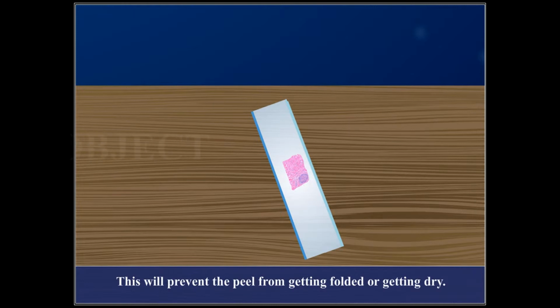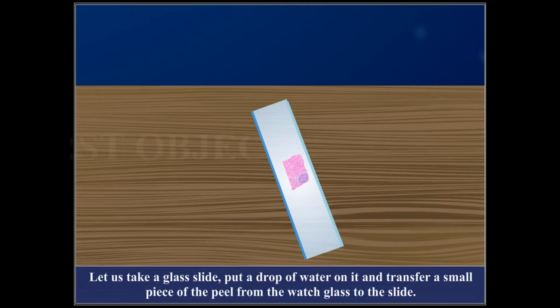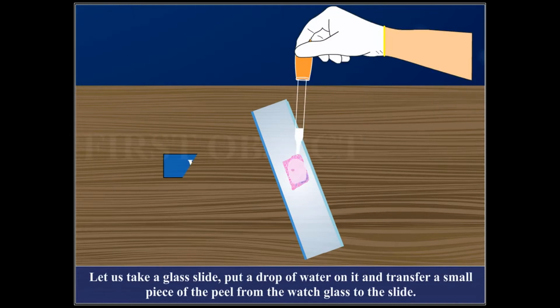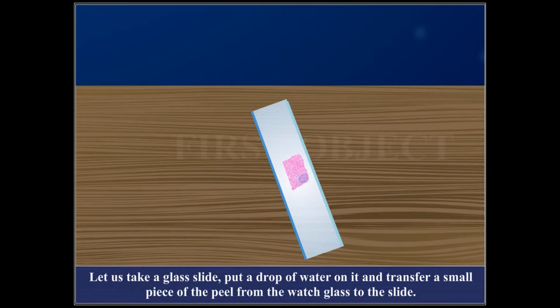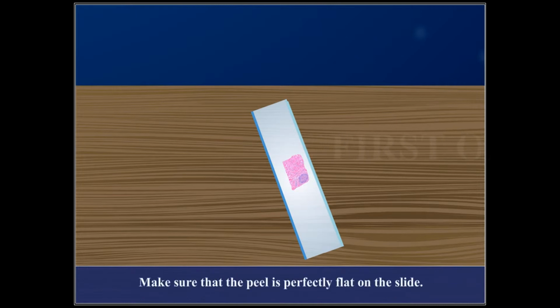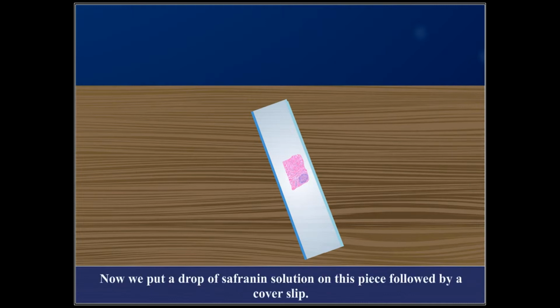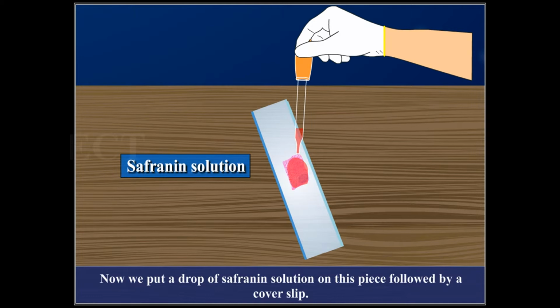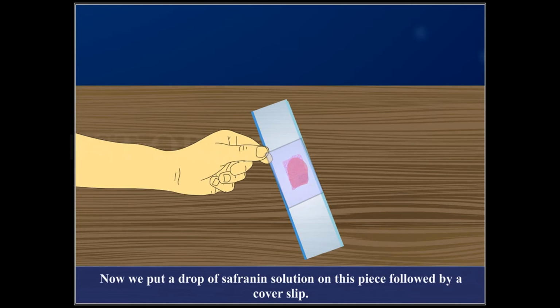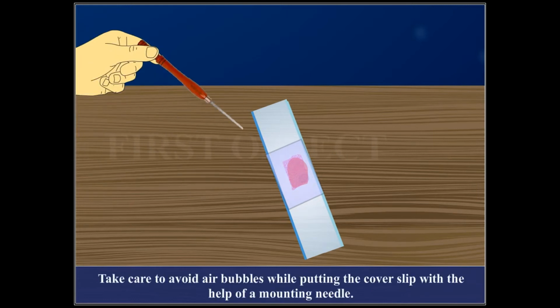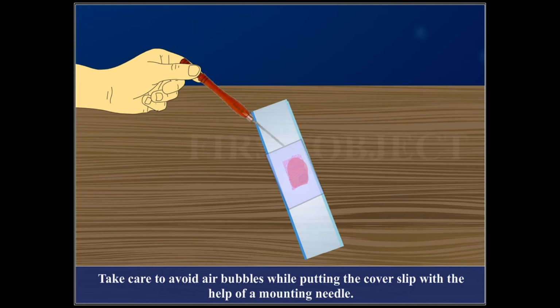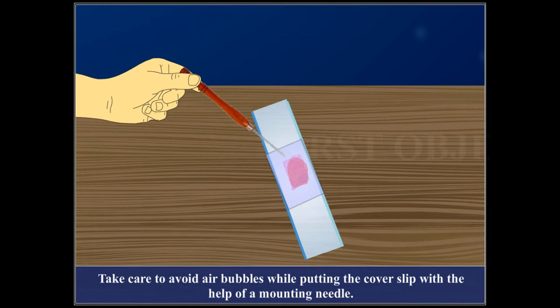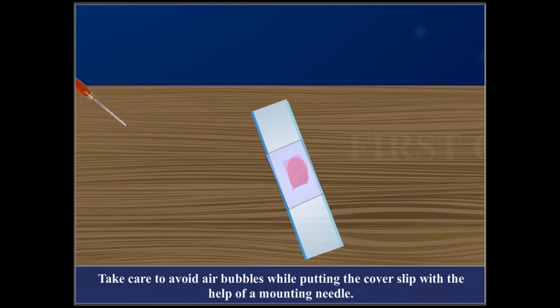Let us take a glass slide, put a drop of water on it and transfer a small piece of the peel from the watch glass to the slide. Make sure that the peel is perfectly flat on the slide. Now we put a drop of safranin solution on this piece, followed by a cover slip. Take care to avoid air bubbles while putting the cover slip with the help of a mounting needle. We have prepared a temporary mount of onion peel.